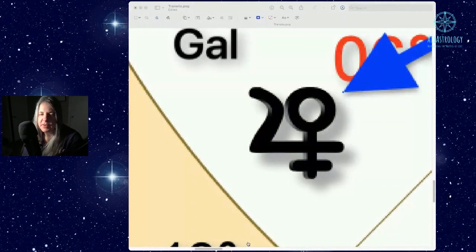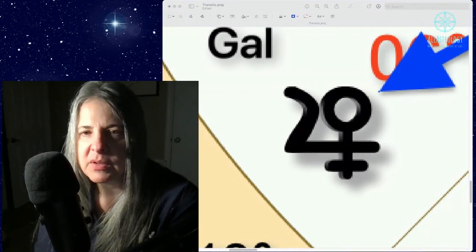This is part two of planets and asteroids and the symbols, the glyphs, and meanings. I will try to be good. And when I say be good, I'm going to try and leave all the extra stuff out.